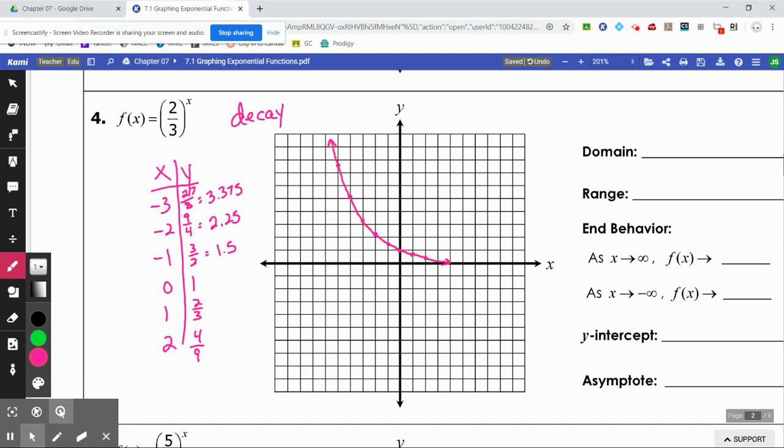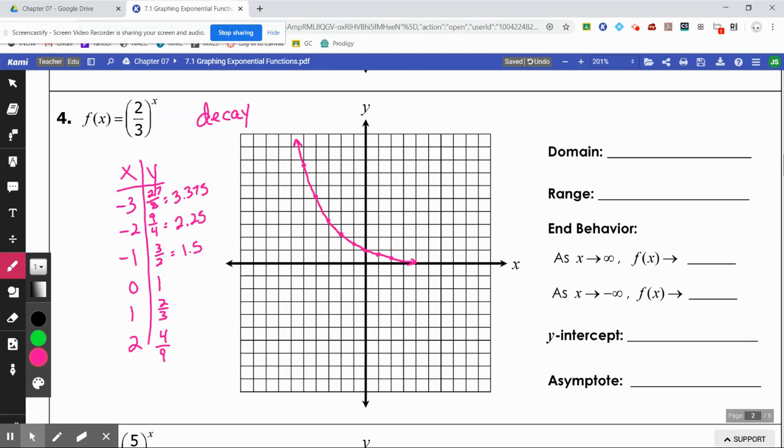And here's your graph, and again, notice what I did here. When I plugged in -3, I flipped my fraction. That made it a +3. And I raised the top and bottom to the third and gave me a 27/8. And I just changed that to a decimal and I plotted those decimals.